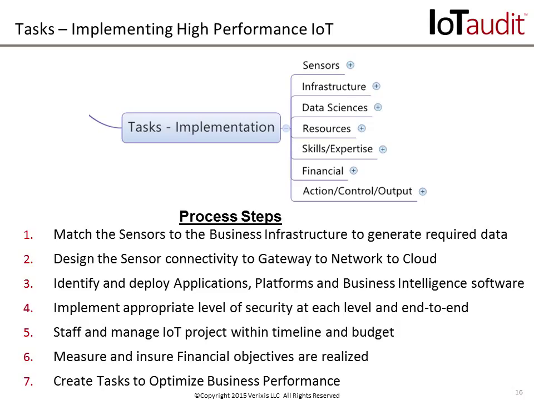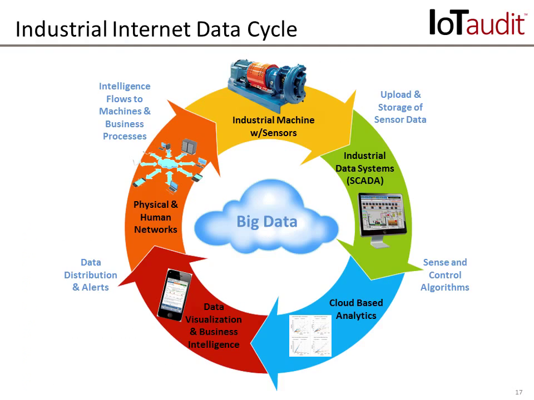It's very important, obviously, to have a secure system. Then, staff and manage the IoT project within your timeline and budget. Measure and ensure the financial objectives, the time objectives, and the functionality of your network requirements are all realized. And lastly, create tests to optimize your business performance. Again, the whole purpose of doing an IoT implementation is to improve and optimize your business performance.